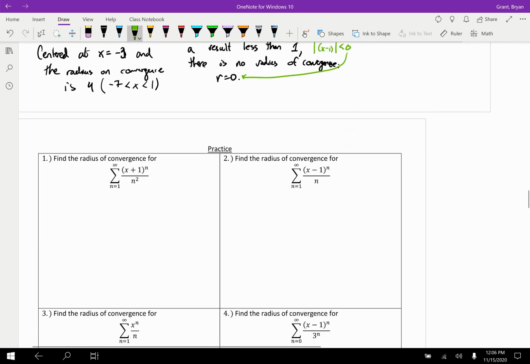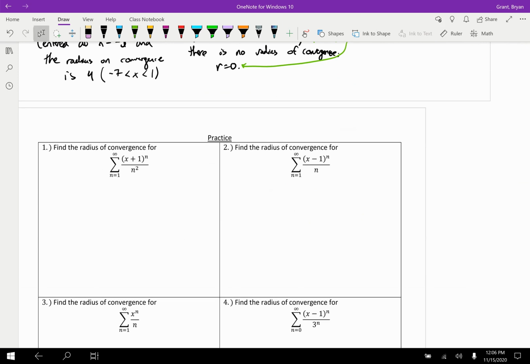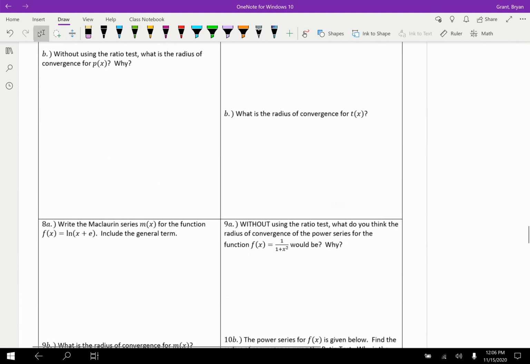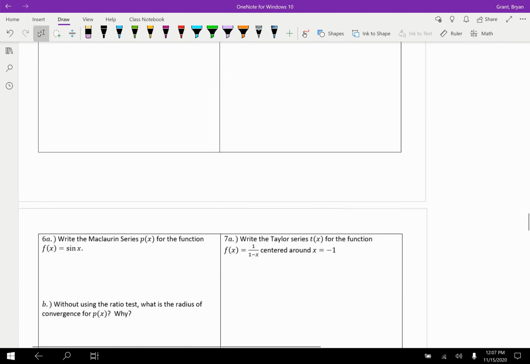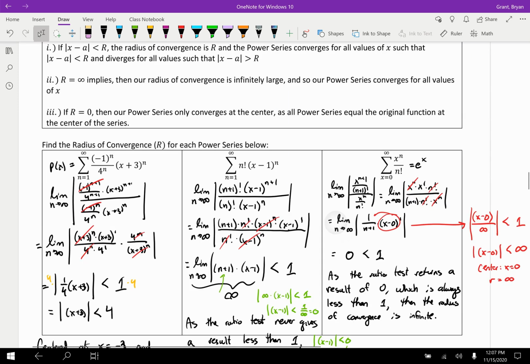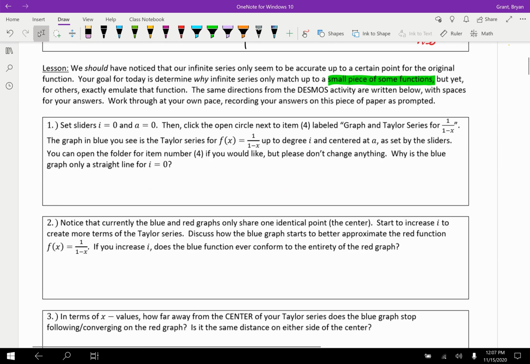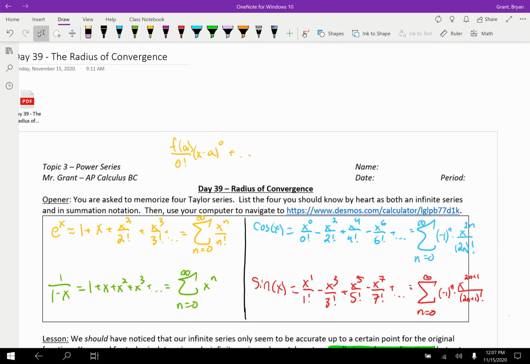All right, your last problems are just some practice problems, a bunch of ratio tests, nothing too terrible, a couple connection problems, and I think that should be it for today. So thank you for tuning in to our Radius of Convergence. Hopefully you learned a lot and saw that we're really bringing everything together that we've done these last 2 units, which is super exciting. Tune back in tomorrow for the interval of convergence.